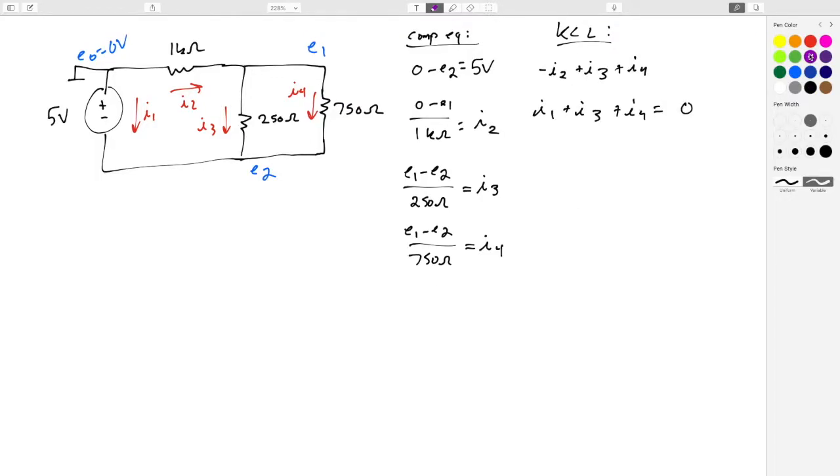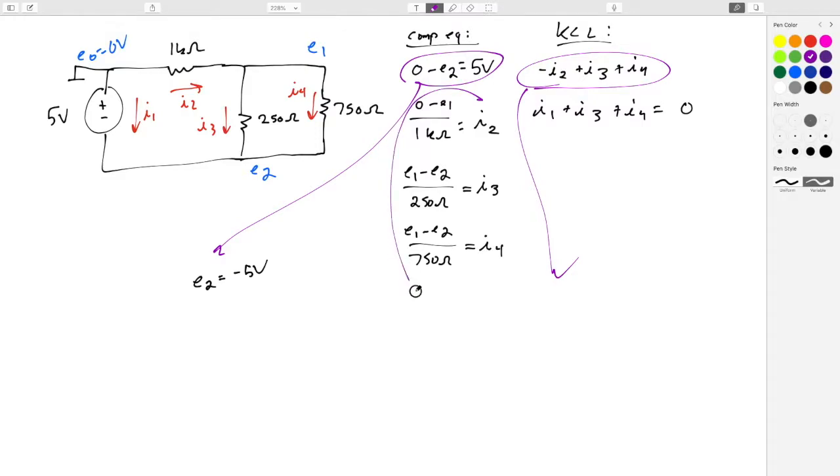Okay, so what could we do here? I think the first easy thing to do would be maybe take this equation and then solve directly for E2. E2 equals negative 5 volts. That makes sense to me. Then we could use that E2 to substitute into each of the currents right here to get all of the relevant currents in terms of just E1, like the only unknown would be E1. And then we could drop that into this first KCL equation right here. Yeah, that's going to work. And then we'll be able to solve out for just E1.